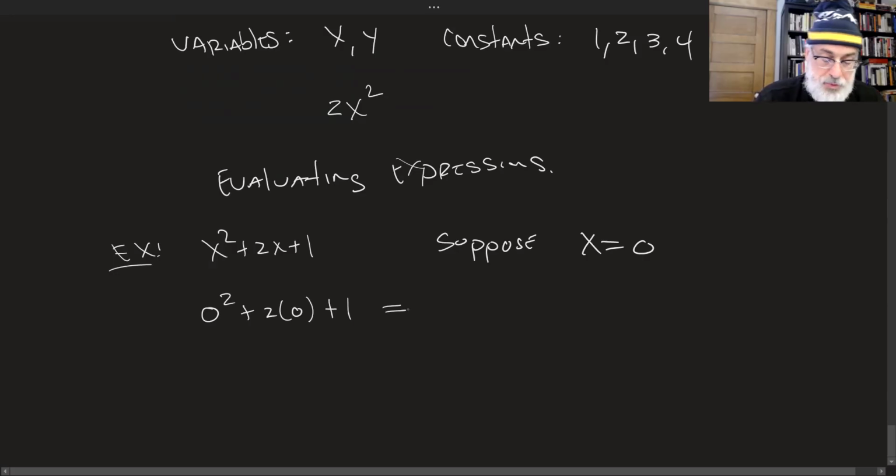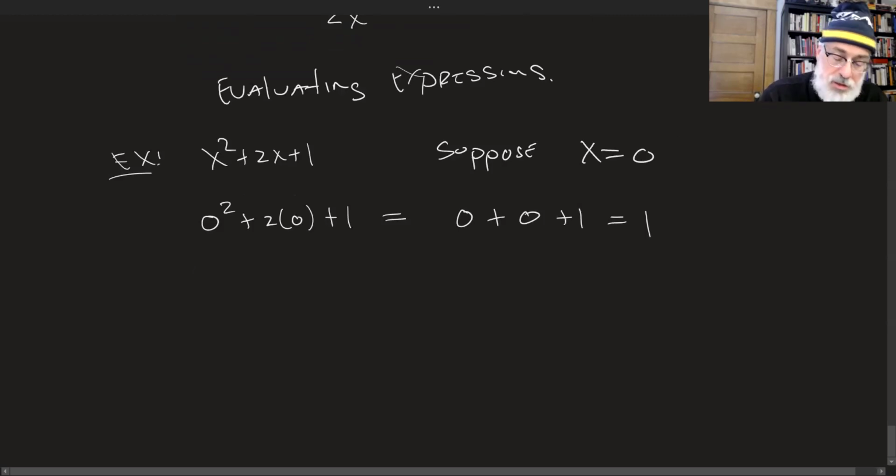Exponents, parentheses. You don't have to do these in steps. You can do them at the same time as long as you don't violate the order of operations. So I'm squaring 0. I'm multiplying 2 and 0. So that means that this expression is equal to 1 when x is 0.